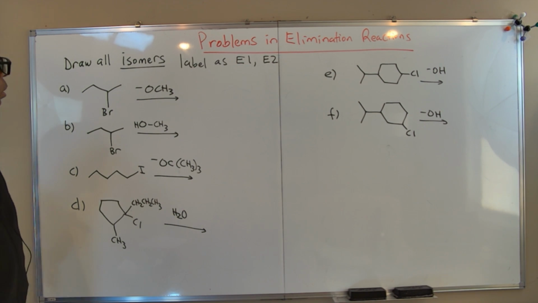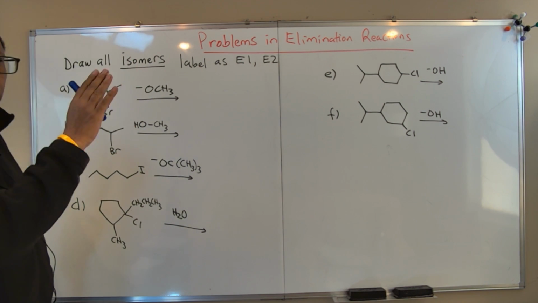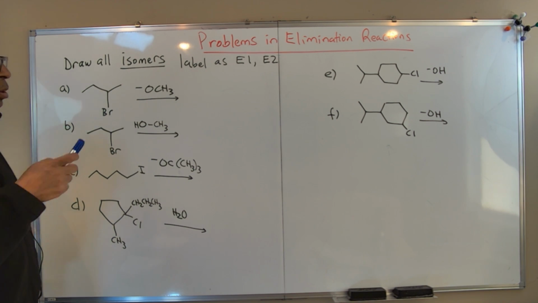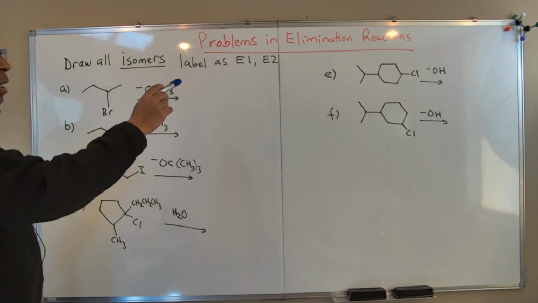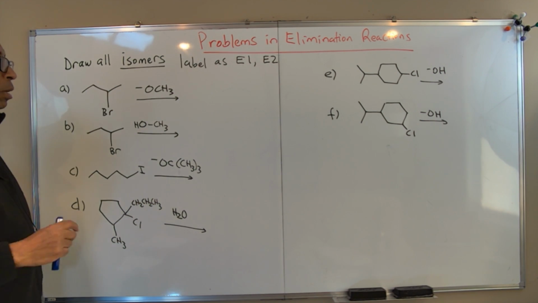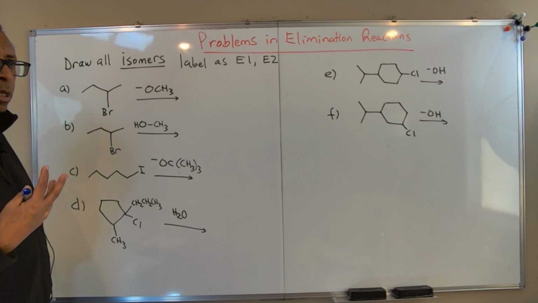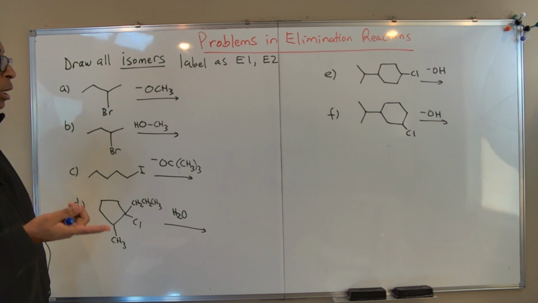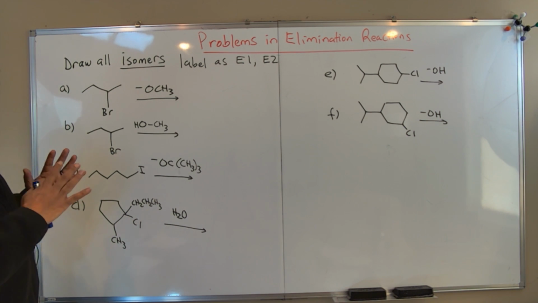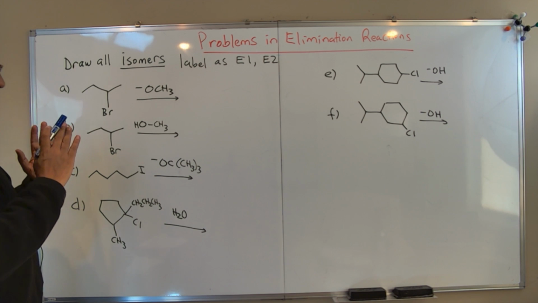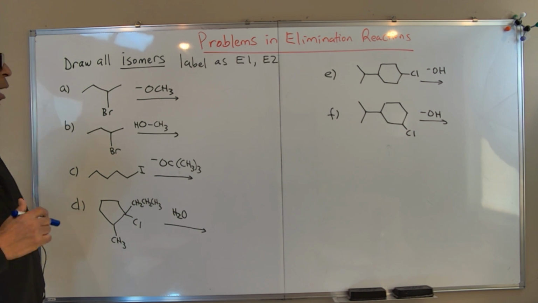As you see, the question here is draw all isomers and label as E1 or E2. Based on the reaction conditions, you identify E1 or E2, and you give all possible isomers of the elimination reaction. Mainly, it is saying constitutional isomers, not stereoisomers. Stereoisomers are geometric isomers, cis-trans, but here we just want to make sure that we eliminate from the right carbon and then give the position of the proper double bond.